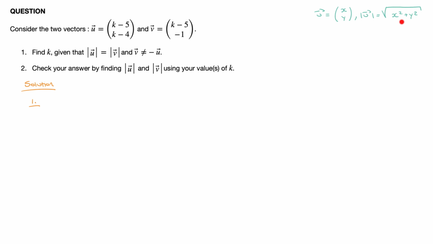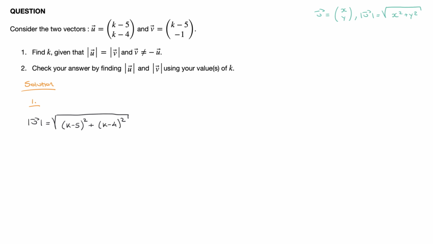the vector's components. And so using that for the two vectors we have here, we can go ahead and state that the magnitude of vector u is equal to the square root of k minus 5 squared plus k minus 4 squared. So if I quickly write that, that's k minus 5 in parentheses, be careful of that, needs to be in parentheses, squared, and plus k minus 4, again in parentheses, squared. There we go. Okay, now we'll take care of simplifying all of this in a minute.